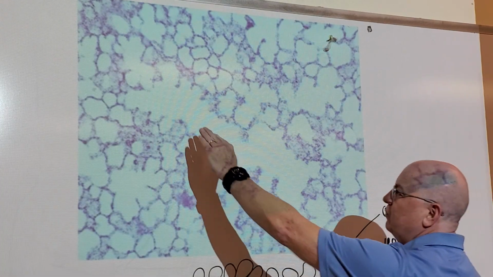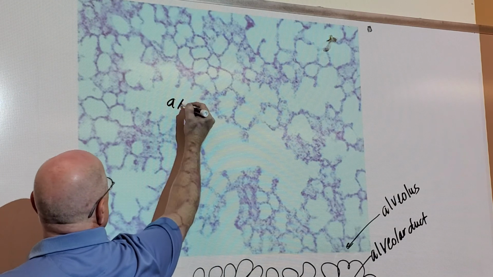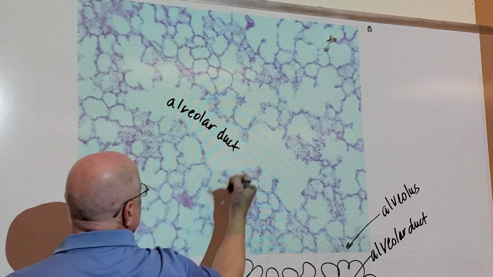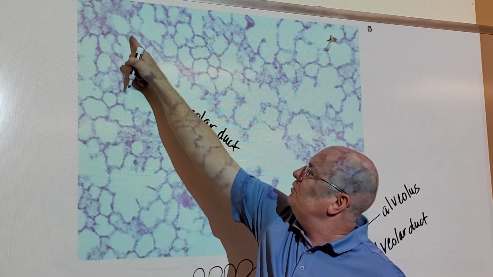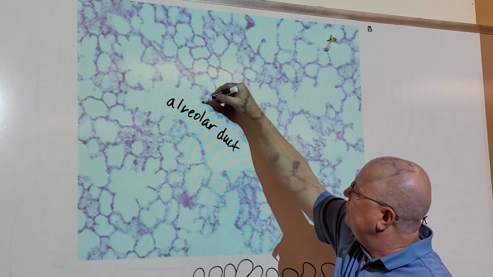Well, that's exactly what we're looking at right here. This passageway would be the alveolar duct. If you look carefully, I have all these little bubbles or these little chambers like this.